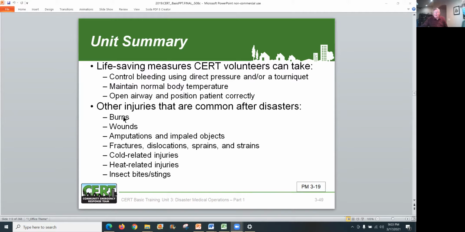Other injuries we know about, we've talked about burns, wounds. You know what to do when something's amputated or impaled in the body. You keep the amputated part with the person, wrap it up, put it in a plastic bag, and keep it with the person that lost it.